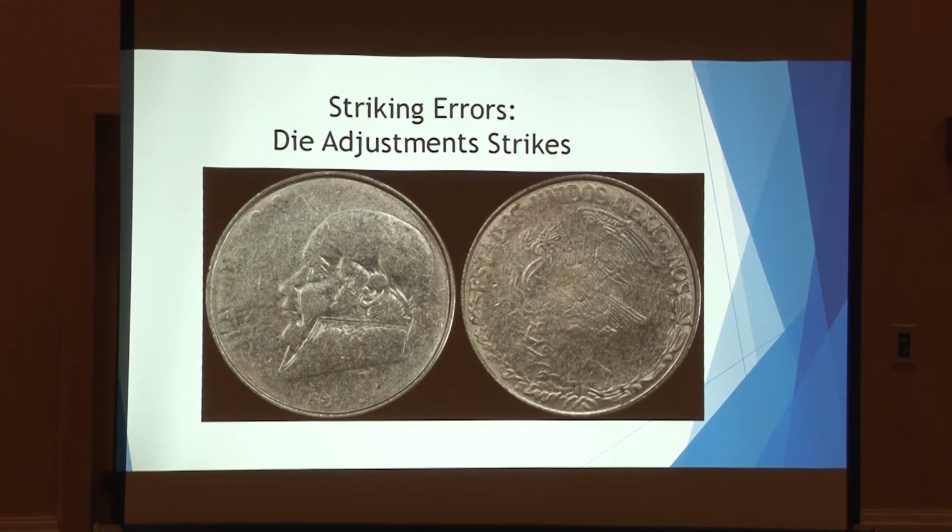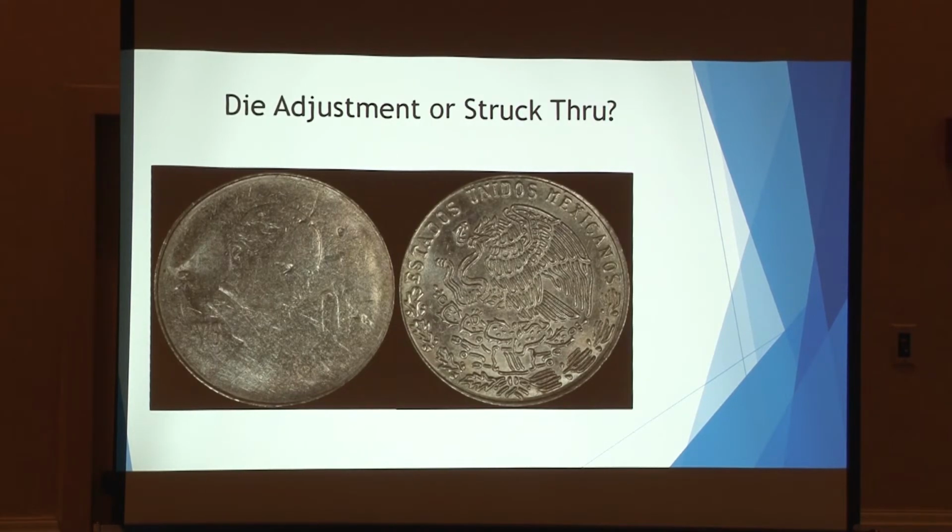So this is one that was struck with way too little pressure. So you see how weak the image is, the lettering is missing, the date's very, very weak. And the difference between a die adjustment strike and what is more common, which is a struck through error, in which you have something that's obstructing the die that strikes the coin, so the coin comes out weak, is you can see that the reverse of this coin is complete and fully struck. The obverse is very, very weak. So this is a struck through, usually grease or some other kind of debris, but it's not a pressure issue.